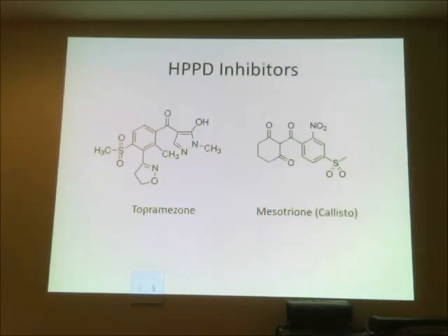And that leads to the destruction of chlorophyll. Two different categories. One of these is an isoxazole. This again has an isoxazole ring on it, and this over here is a pyrazole ring. So these are the two rings that are on this molecule. But this one here is definitely considered to be a triketone. So this is mesotrione, trione indicating that there are 3 of these carbonyl groups, and this is called Callisto.